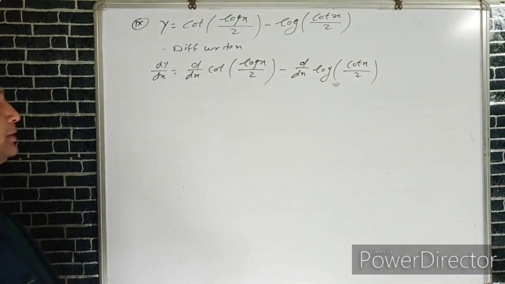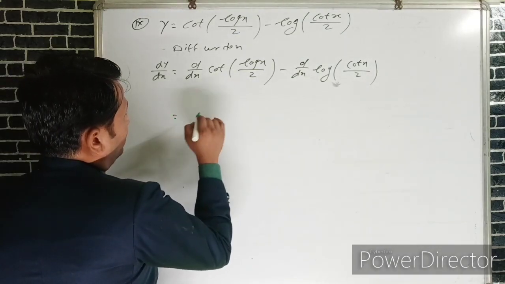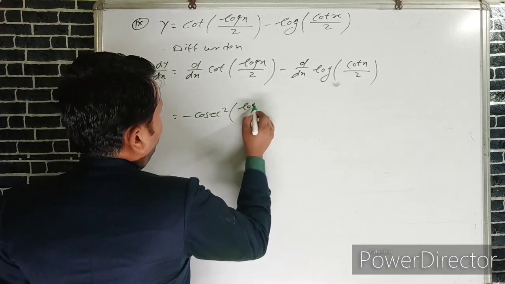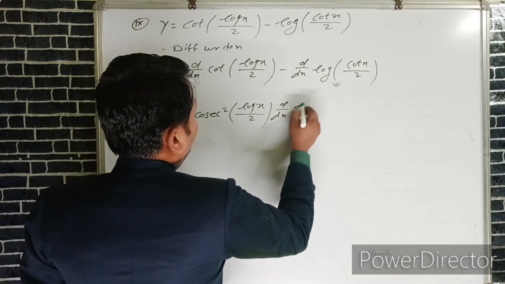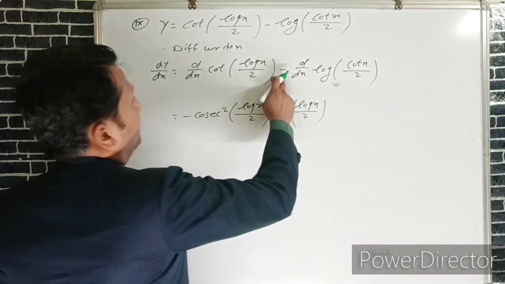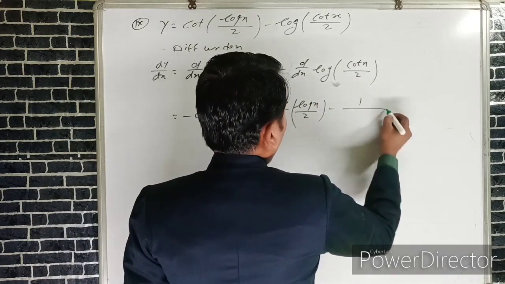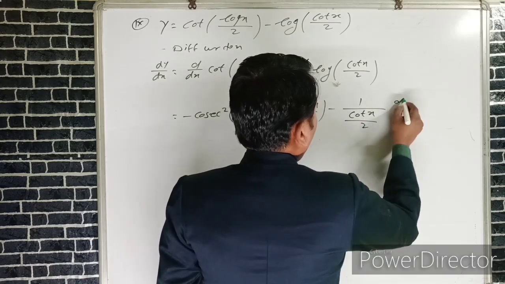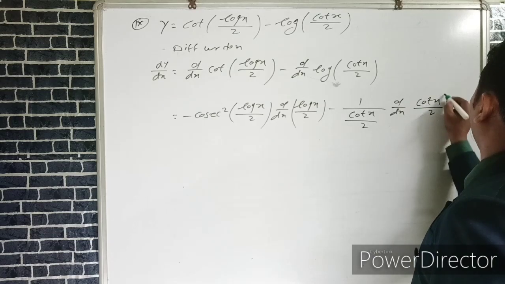We know that the derivative of cot x is minus cosec x square. Hence, we can write the derivative of cot of log of x by 2 as minus cosec x square log of x upon 2, and we take again the derivative of log of x upon 2. Minus, the derivative of log x is 1 by x. Hence we can write the derivative of log of cot of x by 2 as 1 upon cot of x upon 2, and we take again the derivative of cot of x upon 2.